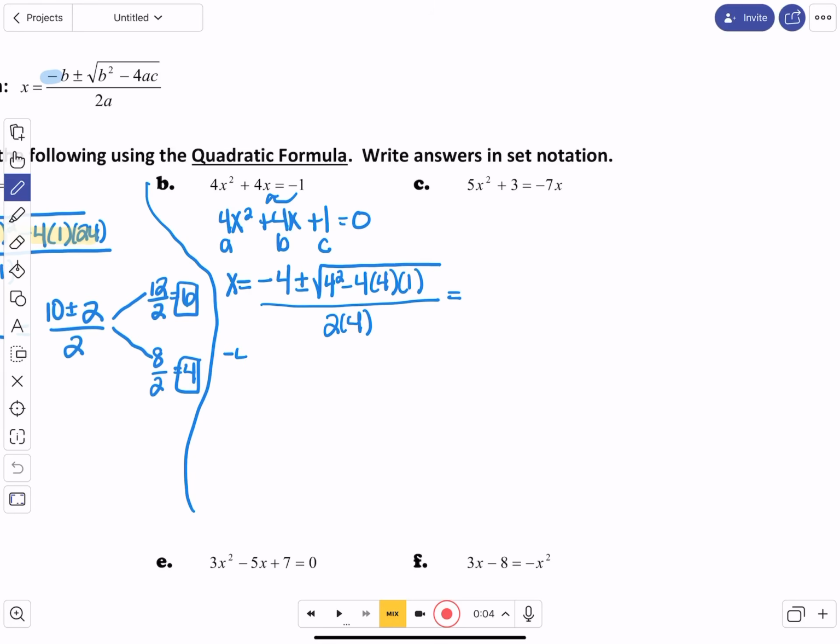I've got negative 4 plus or minus the square root. So remember what I mentioned earlier. I'm just calculating this part. I'm not typing in the radical. I'm just going to type in my calculator 4 squared minus 4 times 1. I'm not typing in the square root. I'm only typing in 4 squared minus 4 times 1. Okay, which is going to be 0.